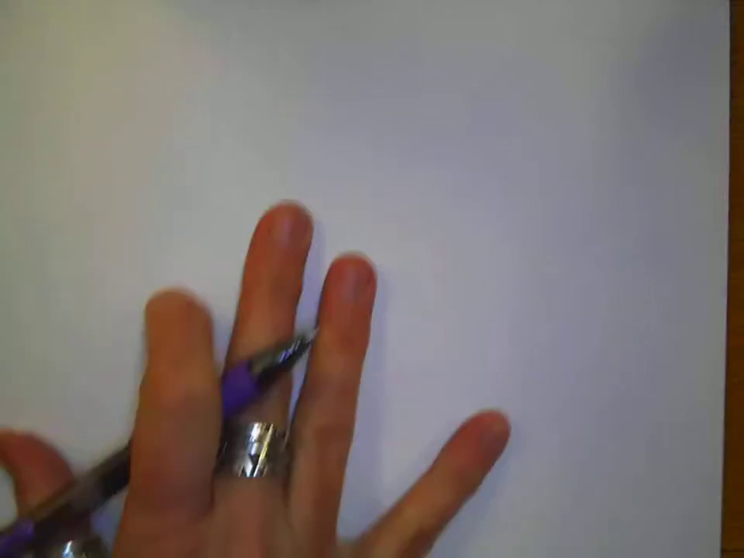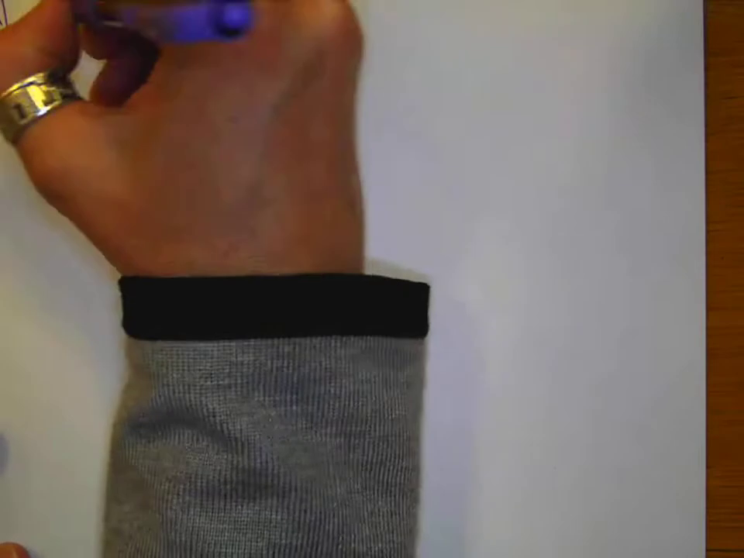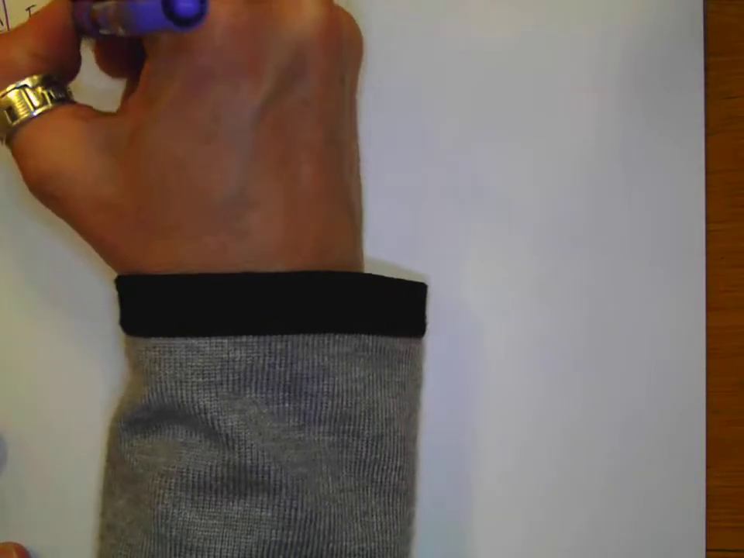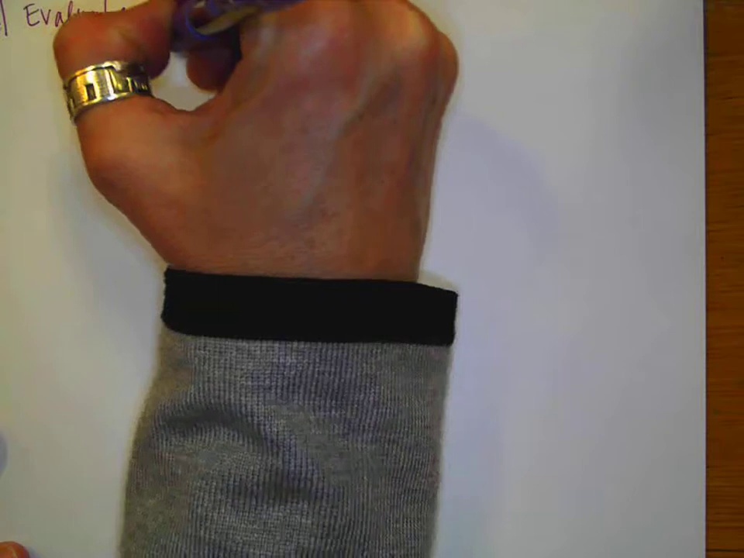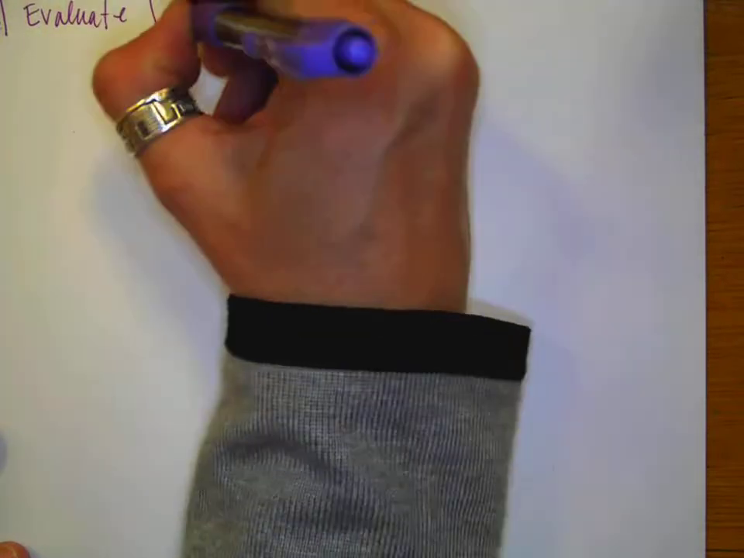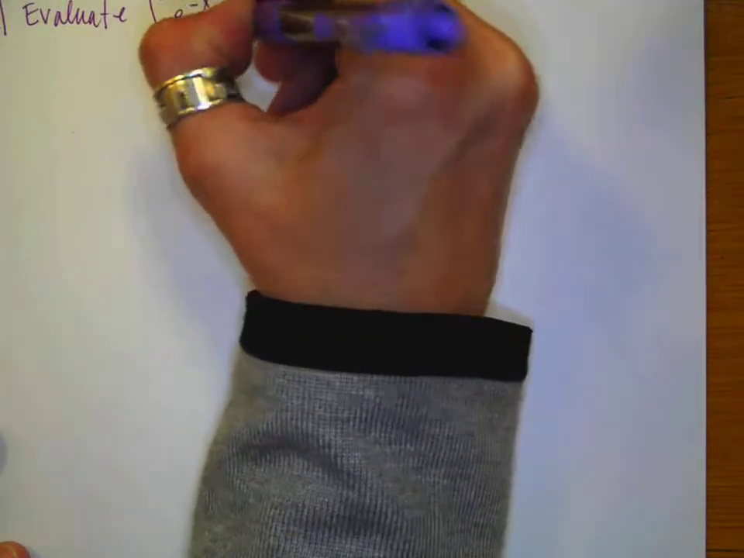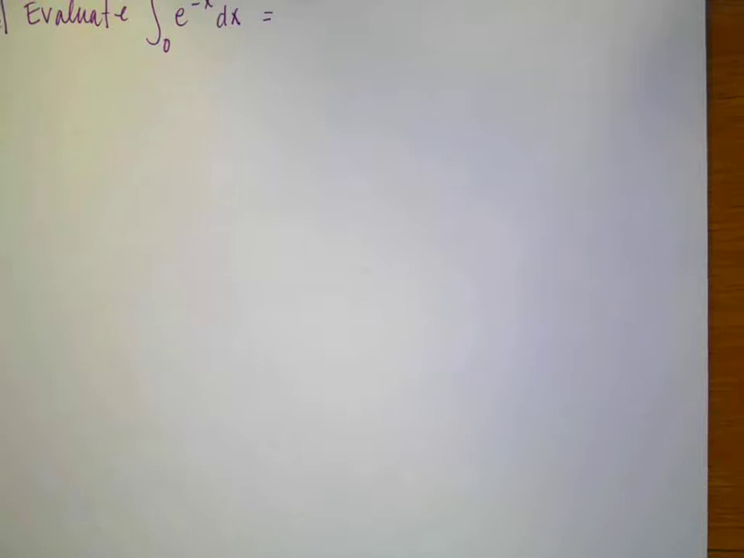All right, so as we move on to our next example, we have quite a few different examples today, just because this is kind of a weird process. So again, I'm going to evaluate the integral from 0 to infinity of e to the negative x dx.